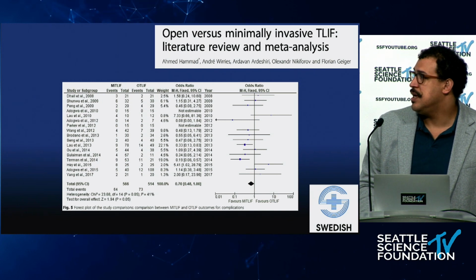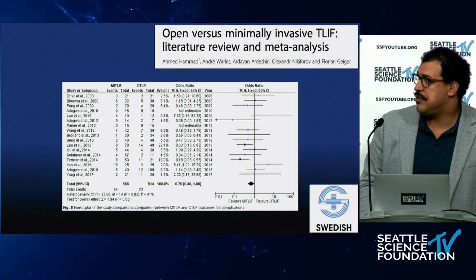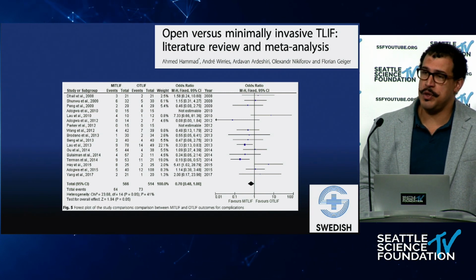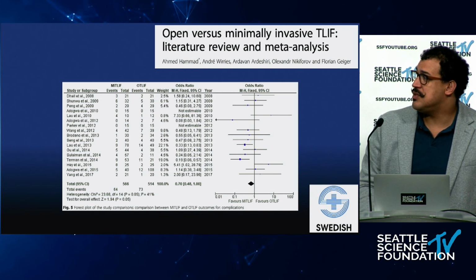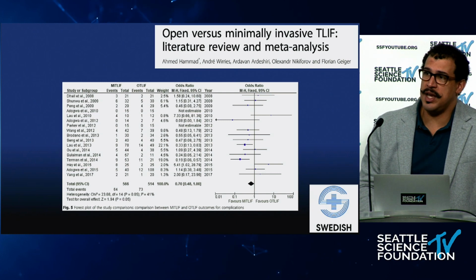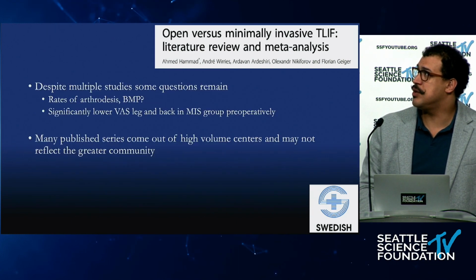So this was the compiled aggregate data, and open versus MIS TLIF is the specific thing that we're looking at. Obviously, if you look at blood loss and that's your main outcome, it's going to favor MIS, but it's not so strong. If you're looking at true outcome data, it hasn't been reproducible out in the literature.